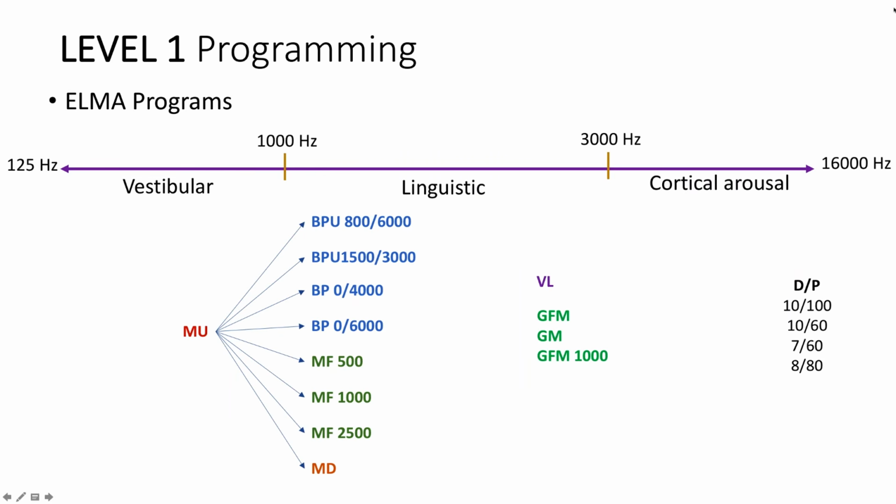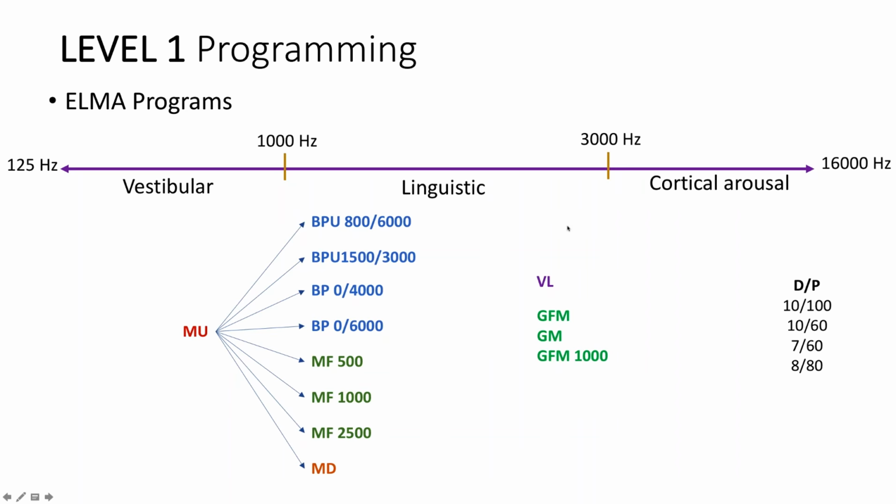Always remember, always the same. Our listening test goes from 125 to 8,000, but the musics that we use go to 16,000. So that's why I put 16,000 here, even if not all ears get to that level, but we know that the human ear goes even to 20,000 hertz. So remember our 3 zones: the vestibular, linguistic, and cortical arousal zone.